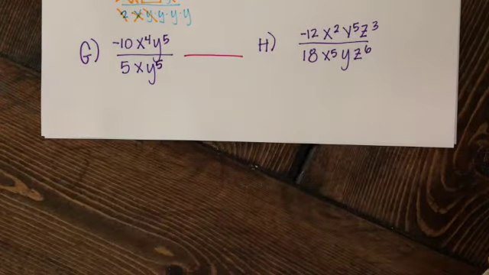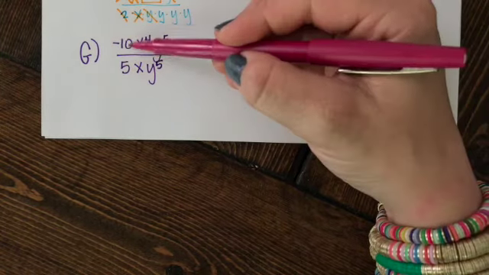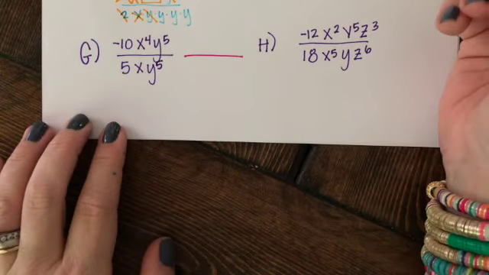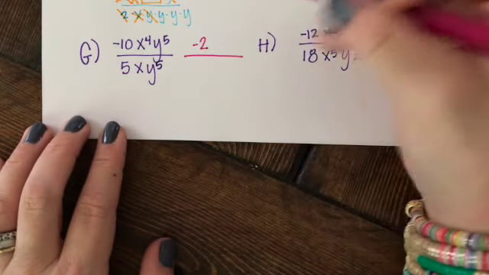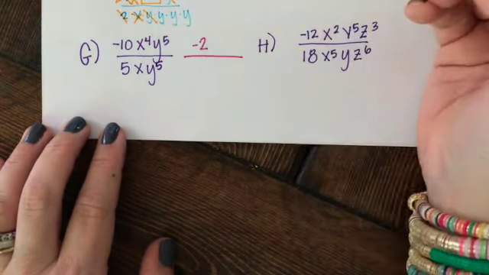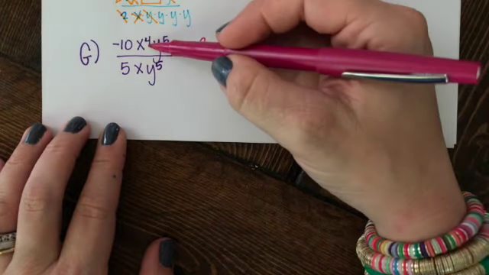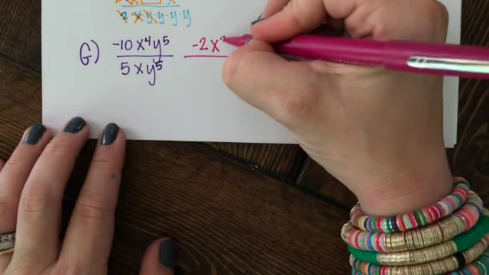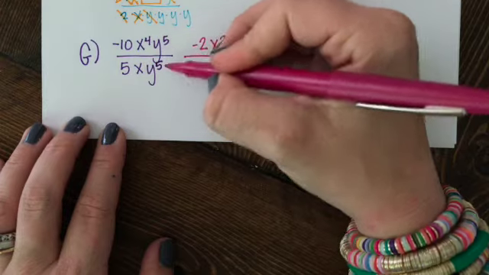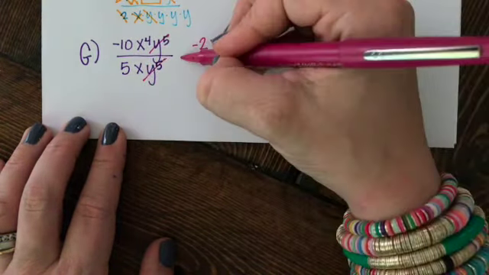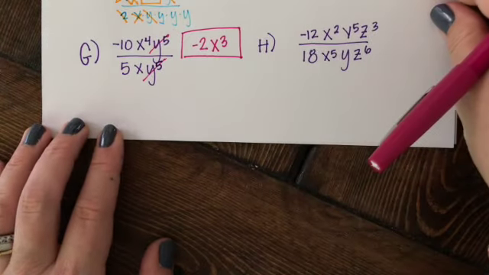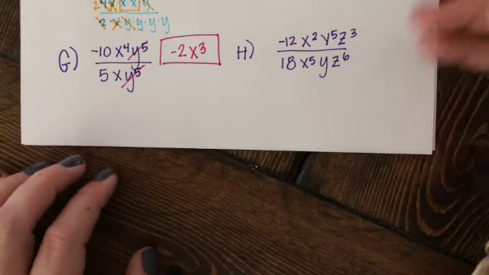Okay, so let's look together at letter G. Negative 10 and 5 are both divisible by 5, and that becomes negative 2 and 1 on the bottom. Then are there more x's in the numerator or the denominator? There's more in the numerator, there's 3 more. And then what happens with y to the 5th over y to the 5th? They just cancel out. So that's my final answer, negative 2x to the 3rd.